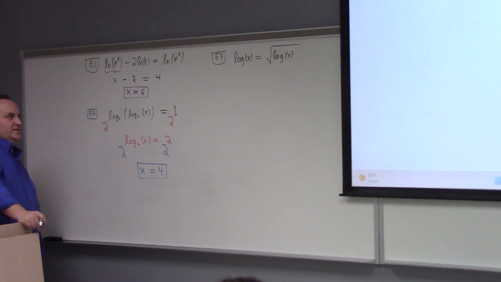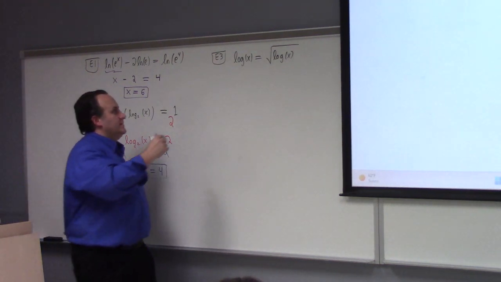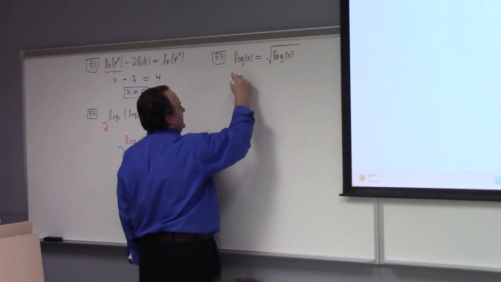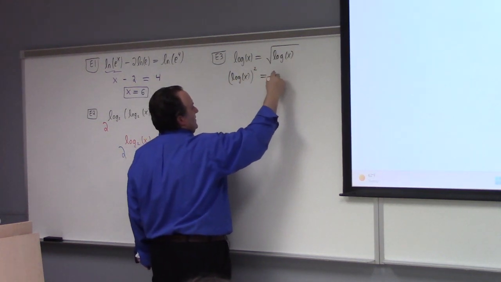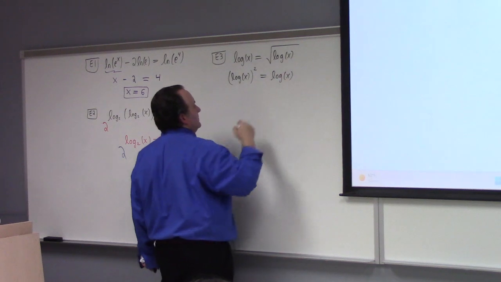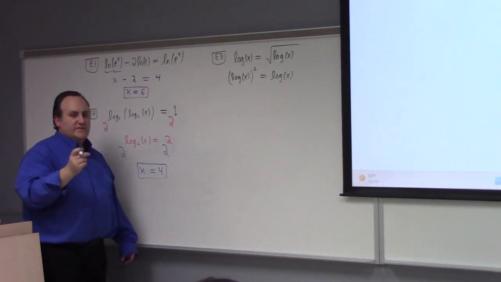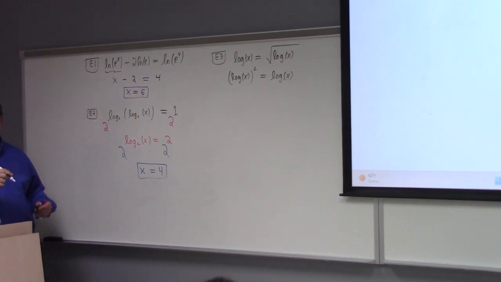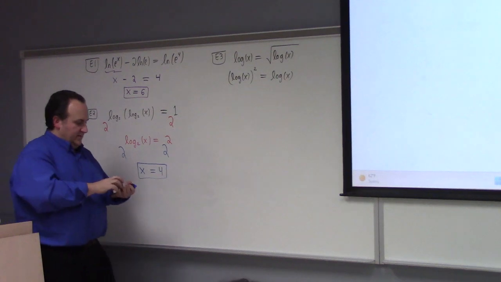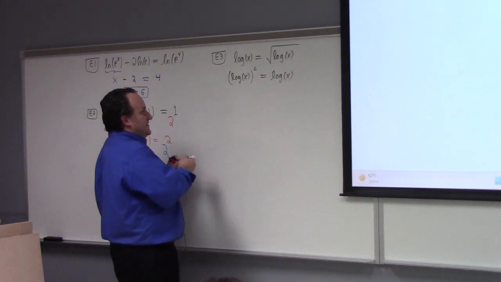Square both sides. Okay, let's do that. So then we get log of x squared is equal to log of x, right? That's a good idea. And that almost looks like something I know how to solve, right? Maybe if I change the letter. If I just make a substitution here, maybe you guys can see how to do it.